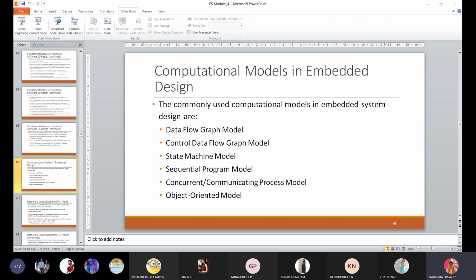Previously we had a discussion on how we are going to select the model, how we are going to select the architecture, how we are going to select the language, and finally how to do your programming part. Right. So next we have to understand the computational models in embedded design.